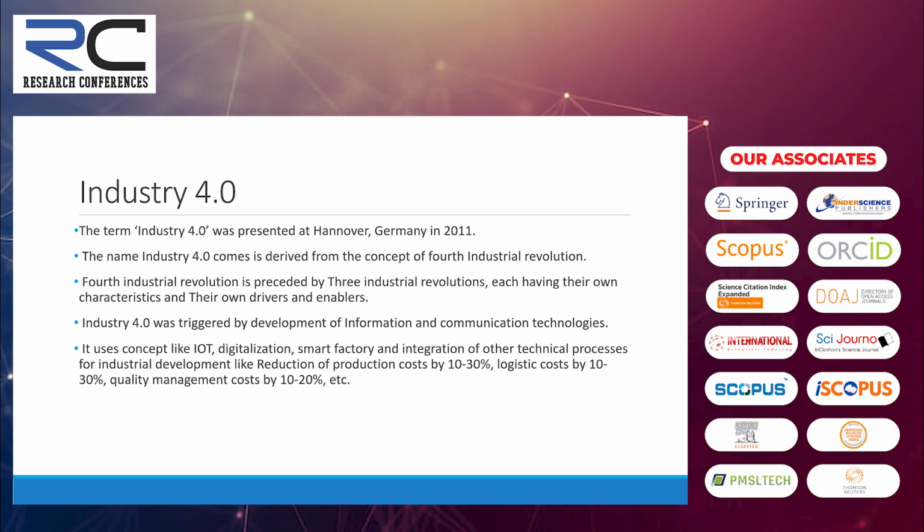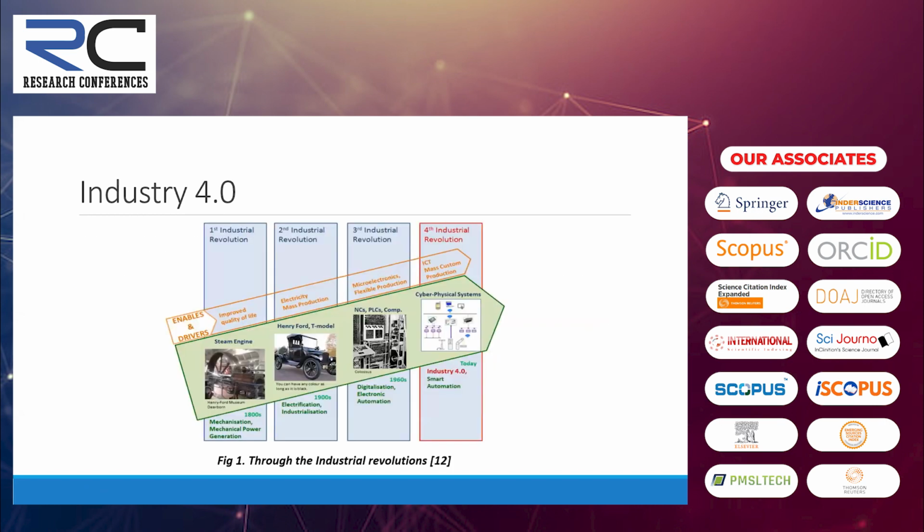The main technology which triggered the fourth industrial revolution was information and communication technologies, and it's preceded by three industrial revolutions, which have their own characteristics and their own drivers and enablers. I have shown this in this diagram.